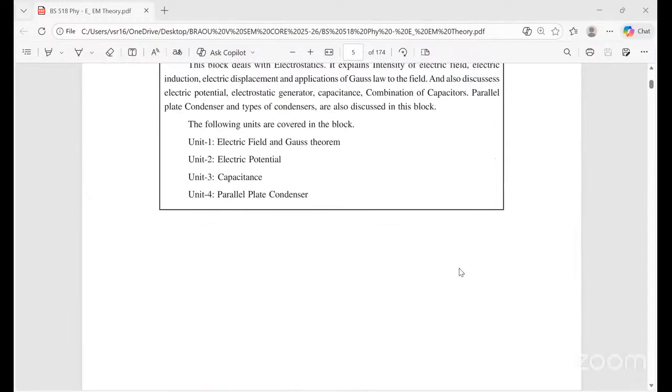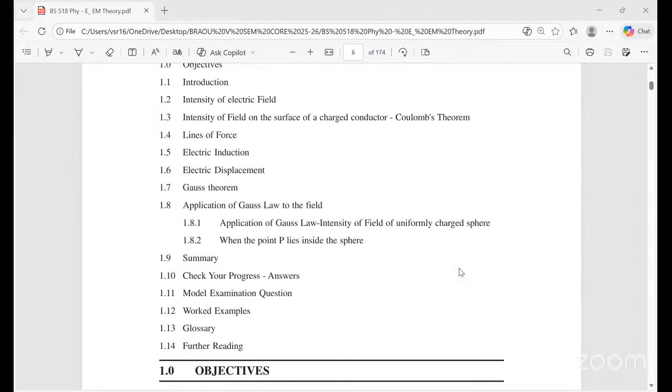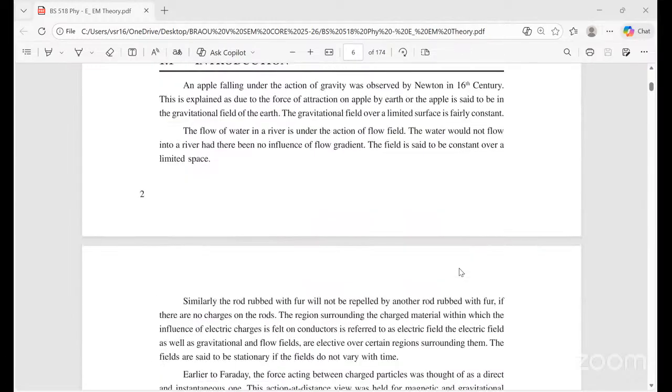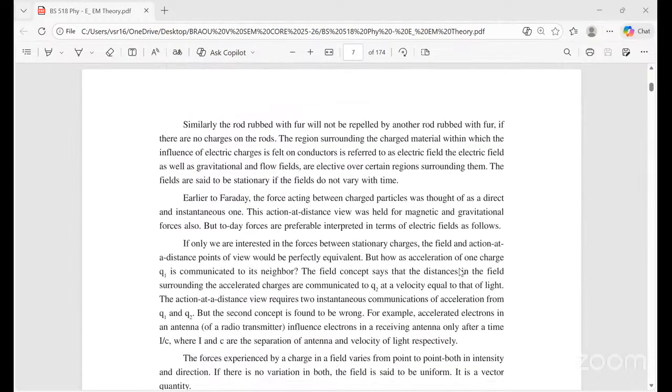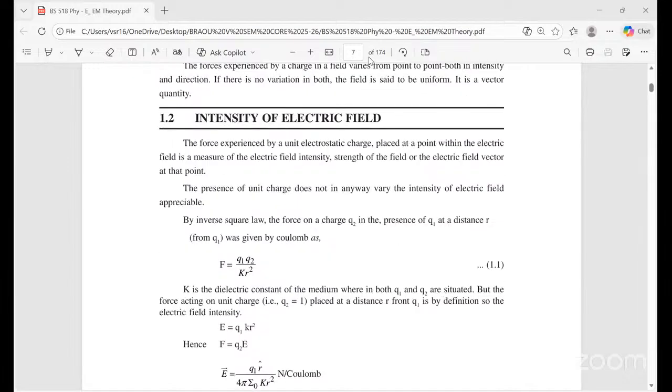So before going to discuss, shall we go for the electrostatics? In this electrostatics, first of all, we can go for the point charges. I will go to the whiteboard here.